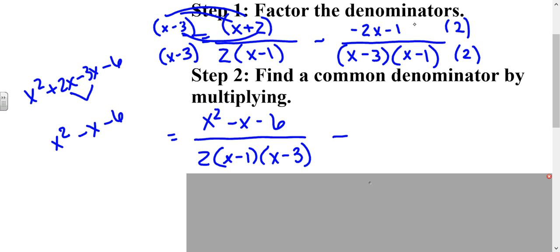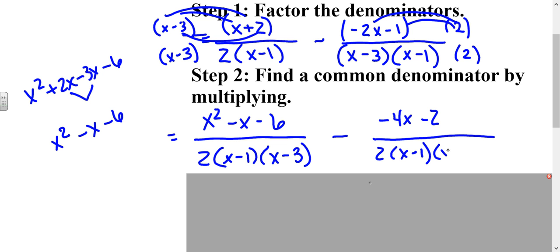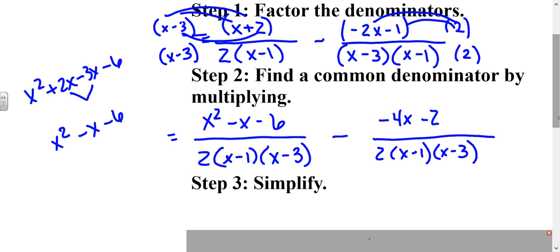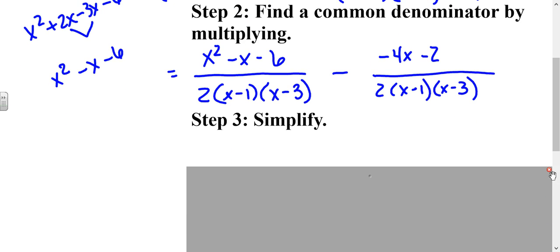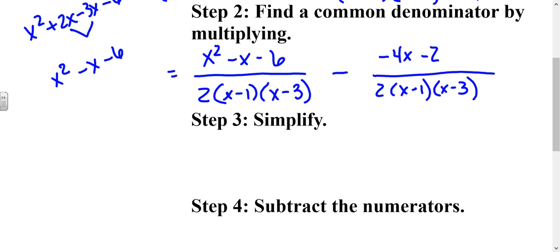Okay, then if I distribute the 2 to this, then I would have 2 times negative 2x would be negative 4x, and 2 times negative 1 would be negative 2. All over, and then I would have the same denominator as the other side. So now that I have a common denominator, I can subtract the numerators.